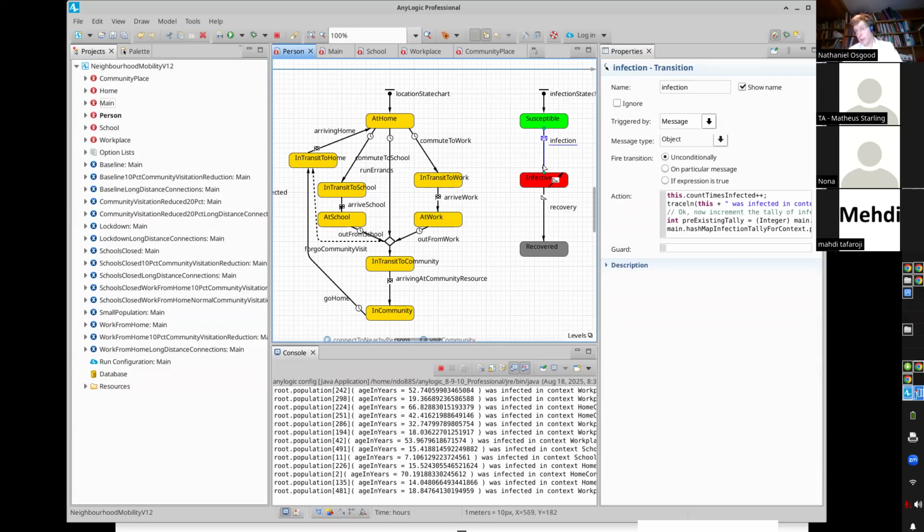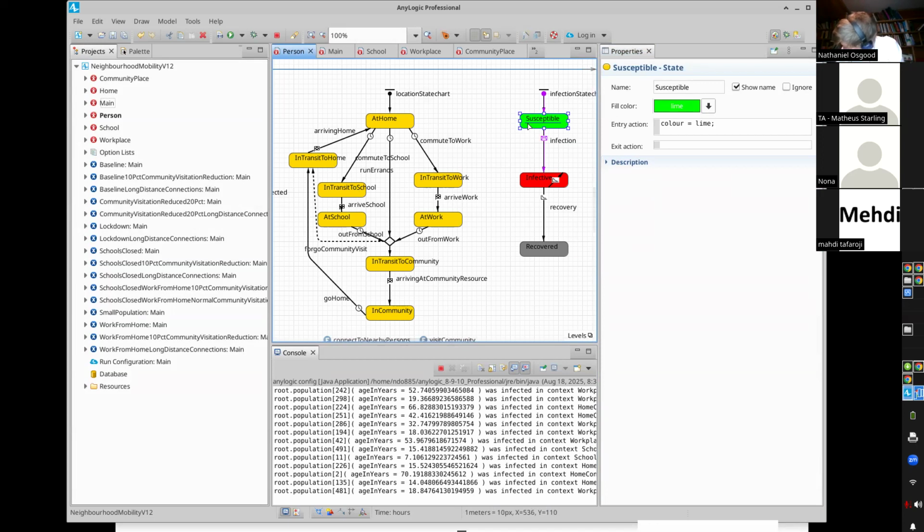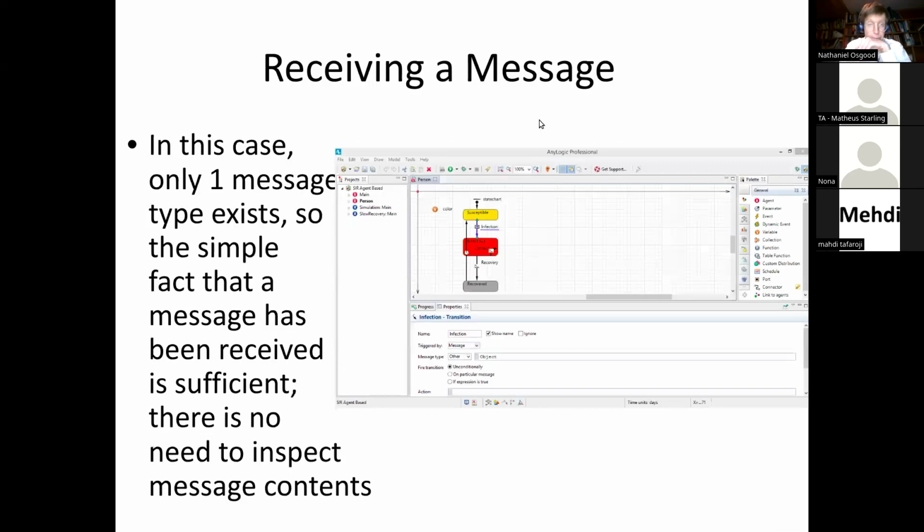This is important. A transition is only eligible to be fired if the agent is in the state from which it emerges. So this transition will never fire unless they're here. This transition will never fire unless they're here. It's conditional on being in that state to this one. Once they're here, this transition is not going to be firing again for that person right now because they can't get back to the state right now. Okay.